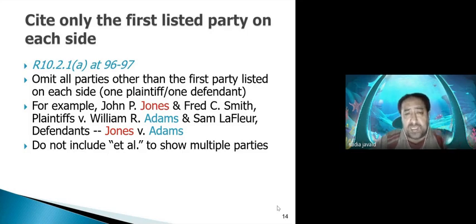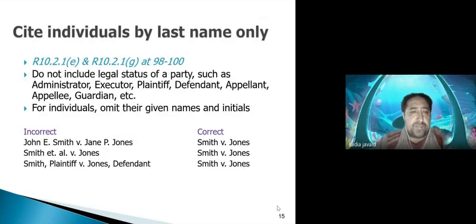R10.2.1(a) at 96-97. Omit all parties other than the first party listed on each side, one plaintiff, one defendant. For example, John P. Jones and Fred. So do not include et al. to show multiple parties. First, try to list down all the parties.